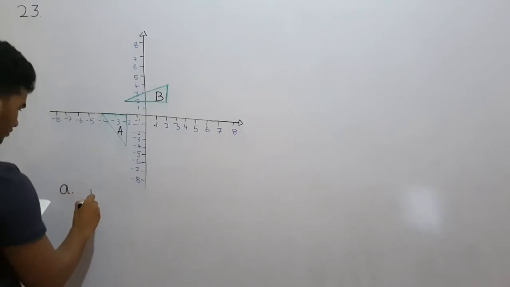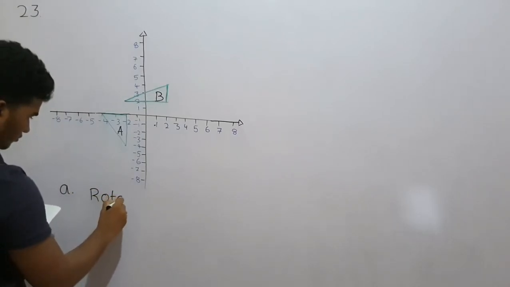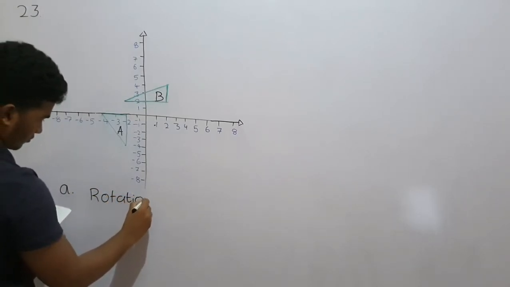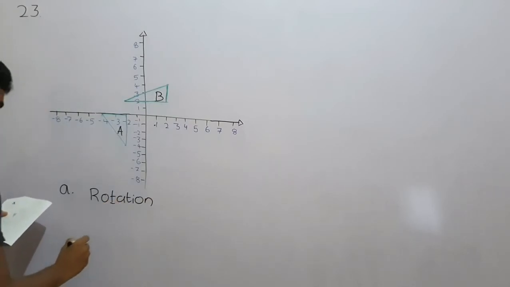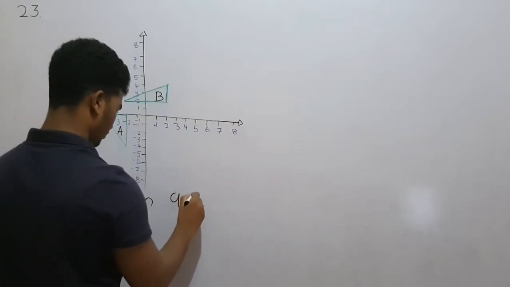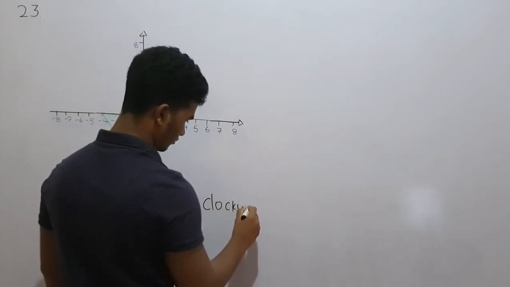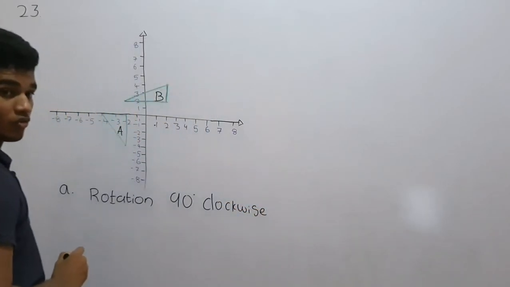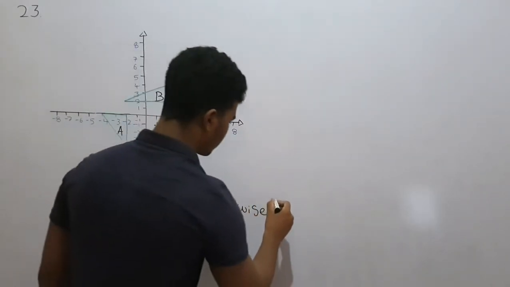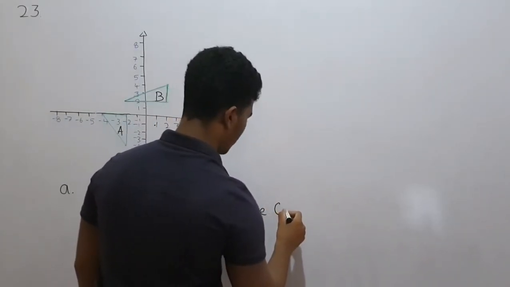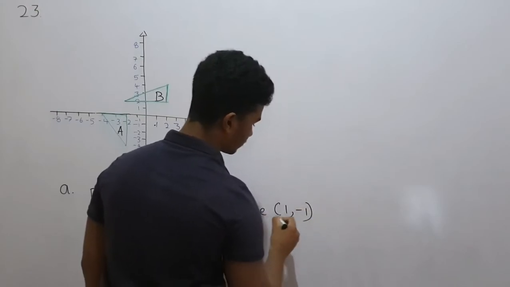So rotation, 90 degrees clockwise, from the point 1, minus 1.